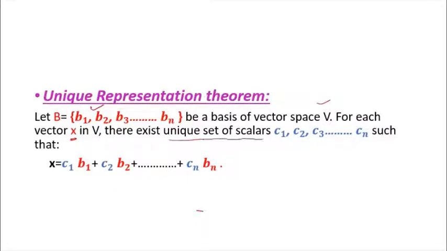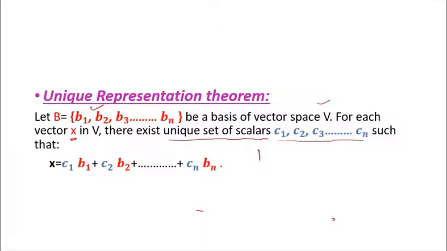Unique set of scalars. That means whatever linear combination you are writing for x, the scalars you are using here, c1, c2, c3 and so on cn, should be unique. What do you mean by that? Let me explain this by a small example.